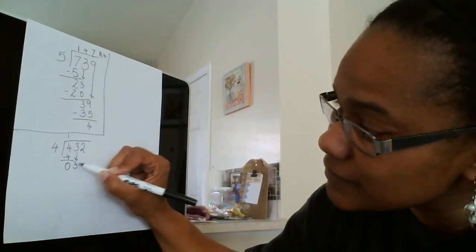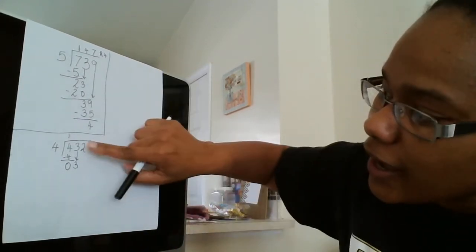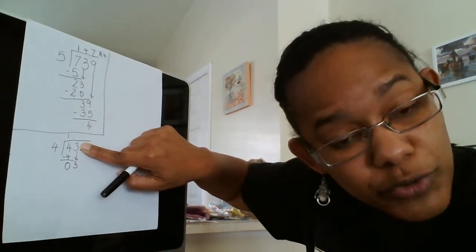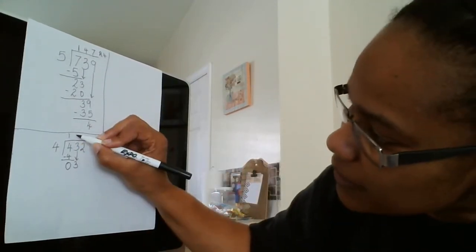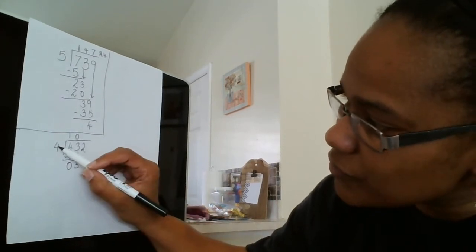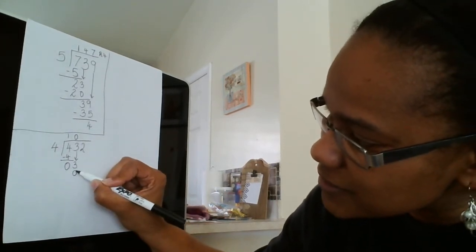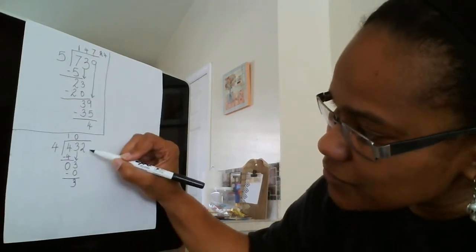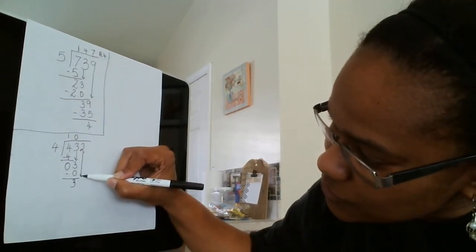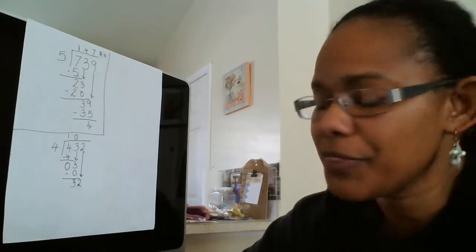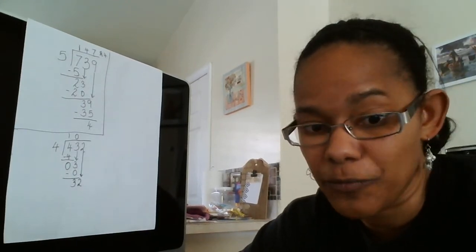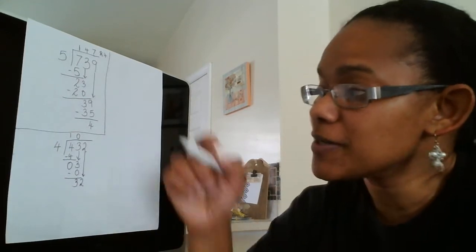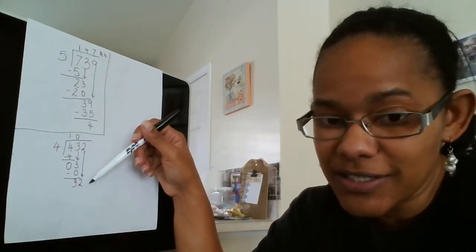Okay? Now I can say, how many 4s can I fit into 3? Oops. 0. 4 is bigger than 3. So I come up here and I put the 0, I do 4 times 0 is 0. 3 minus 0 is 3. And then I drop the 2 down. So now I have a new number, 32, that I'm working with, okay? I'm thinking to myself, how many 4s can I fit into this number 32?